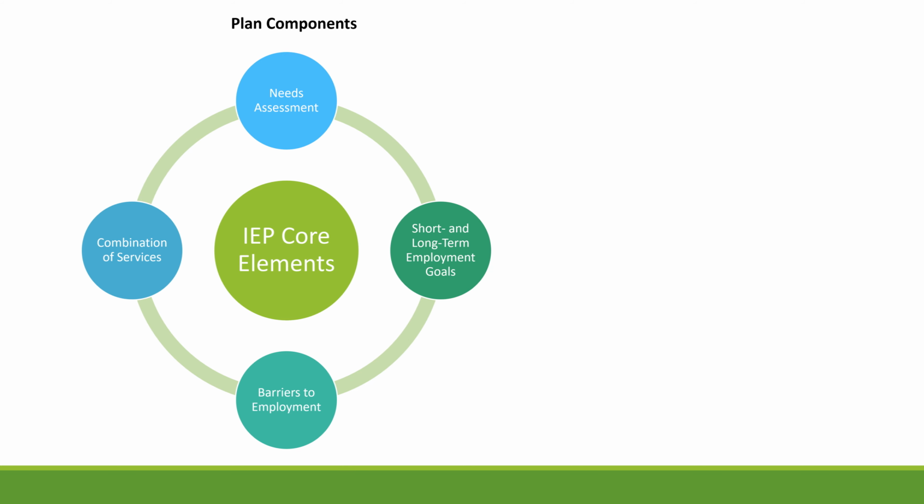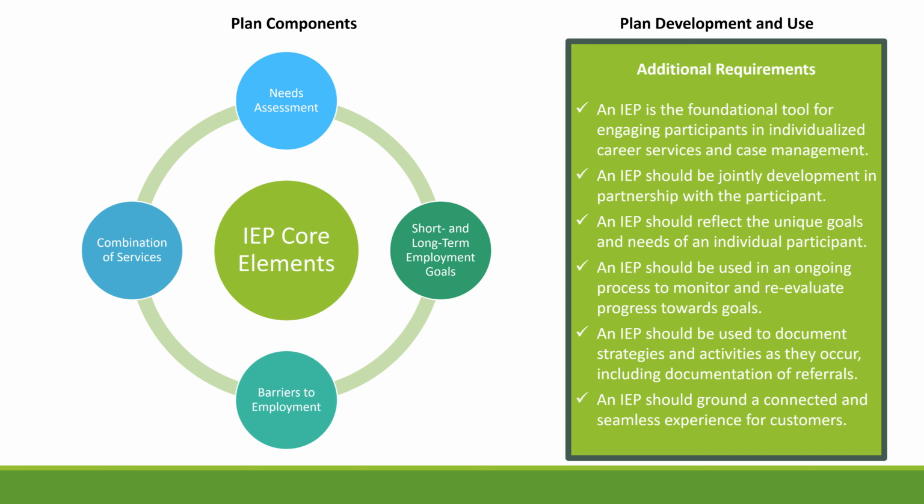This policy highlights 4 core elements that should be part of an IEP: an assessment of need, the development of short and long-term employment goals, the elevation of barriers to employment, and a mix of services based on needs, goals, and barriers identified. In addition, this policy lays out specific expectations about plan development and use. We'll spend the rest of this training video diving into more detail around these core areas.